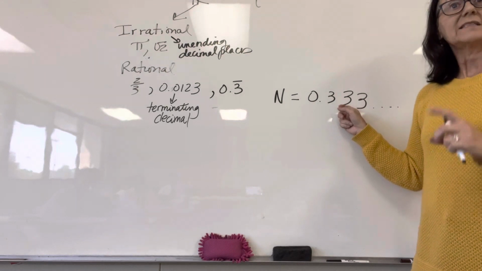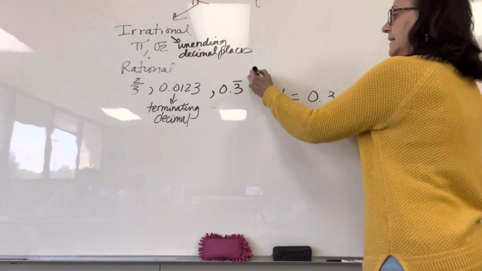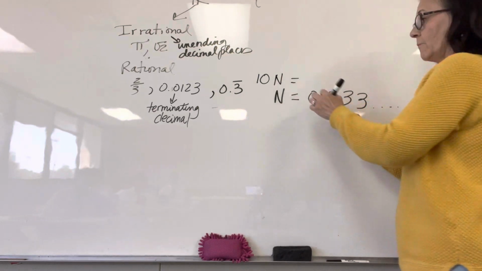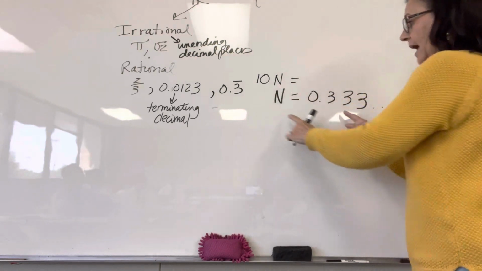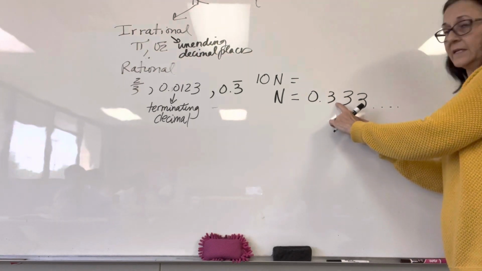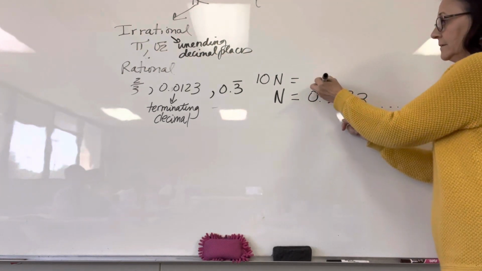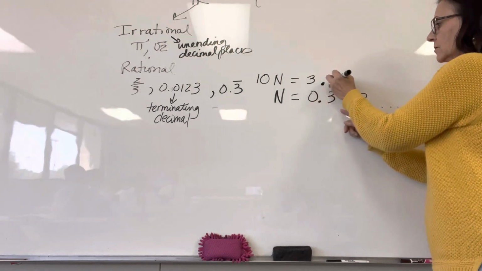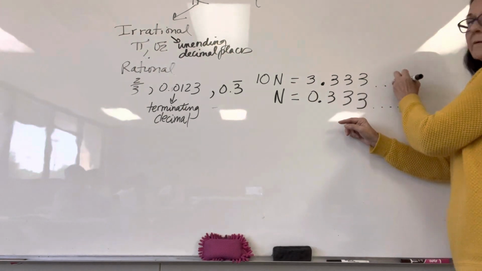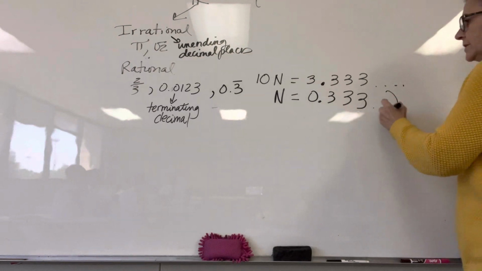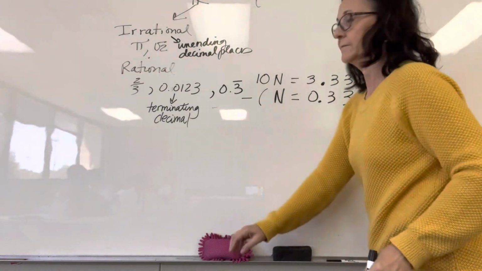Now, because I have one repeat, I'm going to take 10 times the number. And when I multiply by 10 on this side, I multiply by 10 on this side. What does it move? The decimal place to here, right? You line your decimal places up, so it becomes 3.333 repeat. Right? Do you see what I did? Now I'm going to subtract the equations.